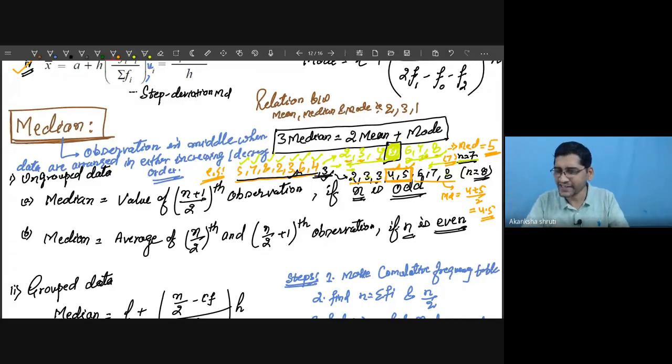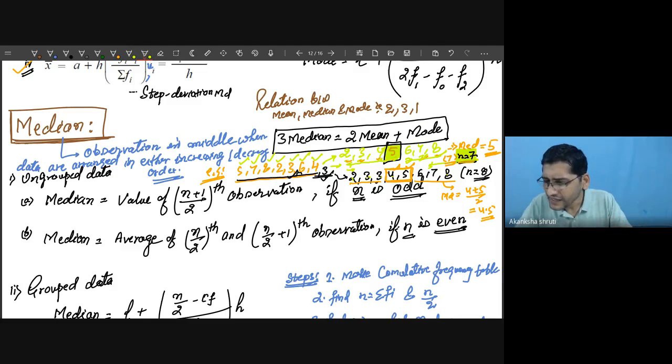The general formula is that depending on the number of observations, here we are observing that the observation was 7, means the number of observations is odd. In that case there is only 1 median, and this median was our 5. Only 1 median.